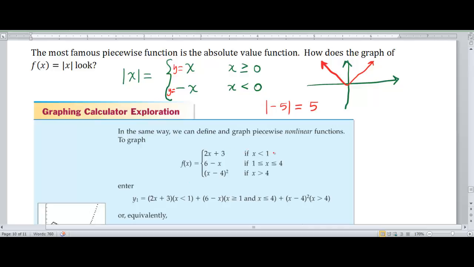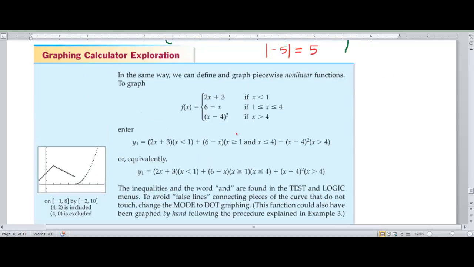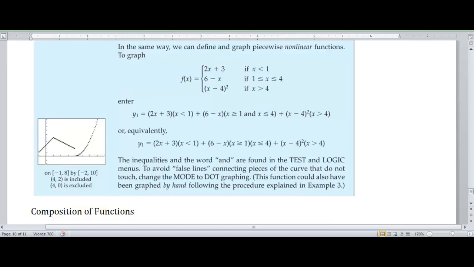Here's another example of a piecewise function. This is a piecewise nonlinear function. You can use your calculator to graph these, and you can read this graphing calculator exploration to graph these. Some of these you should be able to do by hand. You know what the graph of 2x plus 3 looks like. You know what 6 minus x looks like. X minus 4 quantity squared, we know it's a parabola, right? We can figure out the vertex and the x and y intercept. So you should be able to do it by hand, although I might not require it for you to do that.